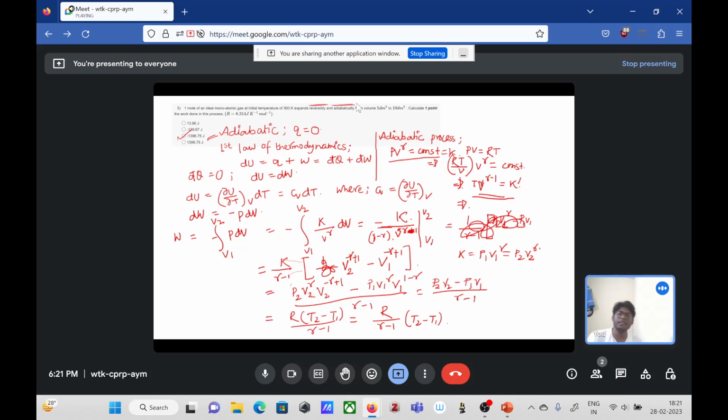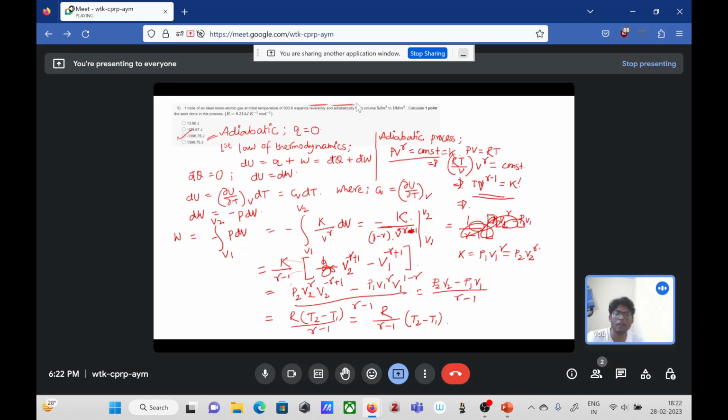Now for an ideal gas, internal energy is only a function of temperature. From that we can write dU as the change of internal energy with respect to change in temperature, and that is Cv dT. If we integrate this from T1 to T2, the integration of dT from T1 to T2 gives you Cv times T2 minus T1.